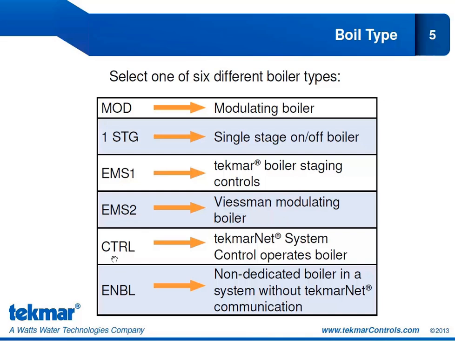You can also select control, and you would select control if the 654 is connected to a TechMarnet system control that is operating the boiler. Lastly, we have enable. You would choose enable when the application mode is set to mix and the snowmelt system has a non-dedicated boiler plant. In this case, we would not be using TechMarnet communication, and we would use the enable boiler type.